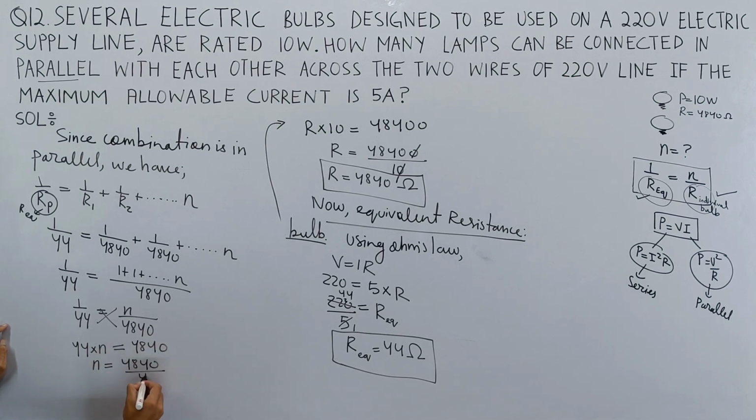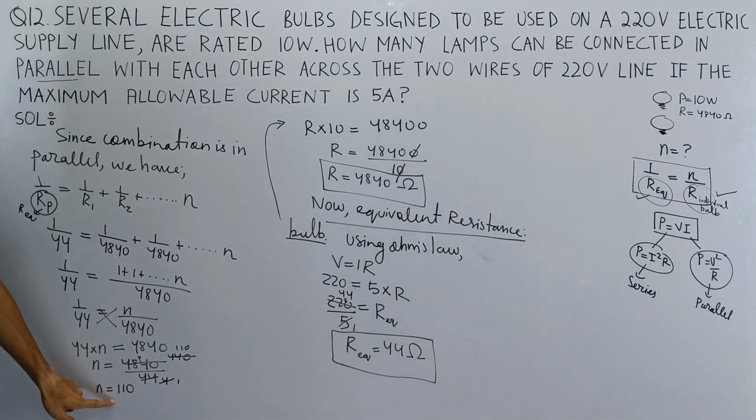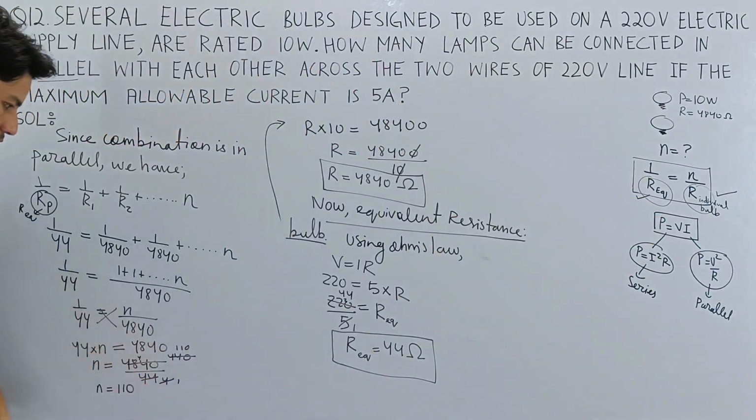N is 4840 by 44. 11 fours are 44. Again 4 in hand. 11 fours are 44. 0. So 4 ones are 4. 4 ones are 4. So n is equal to 110. So we have found the value of n. We wanted to find n, and we got the value of n.